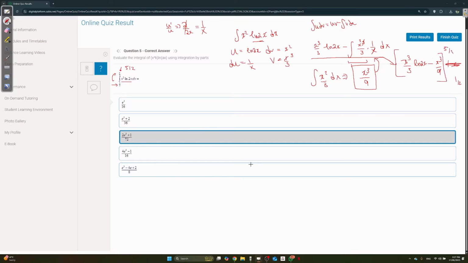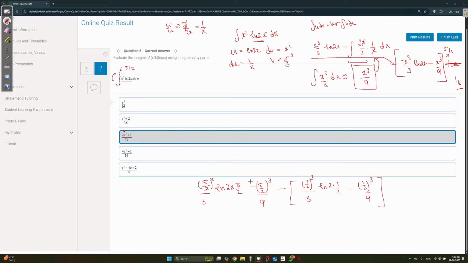Let's take it down. Let's start with 5 over 2. So (5 over 2) cubed over 3 times ln of 2 times 5 over 2, minus x cubed, again (5 over 2) cubed over 9, minus, open brackets, substituting 1 over 2. So (1 over 2) cubed over 3 times ln of 2 times 1 over 2, minus (1 over 2) cubed over 9. Now let's simplify this.